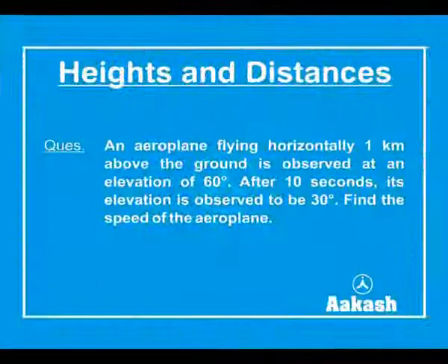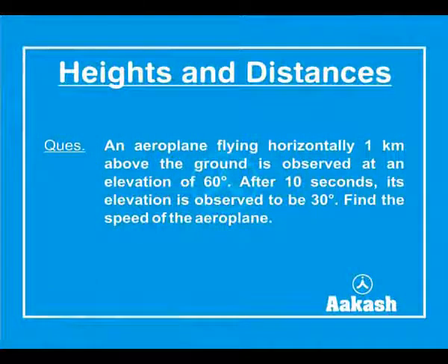Now student, we'll start with the next question. An aeroplane flying horizontally 1 kilometer above the ground is observed at an elevation of 60 degree. After 10 seconds, its elevation is observed to be 30 degree. Find the speed of the aeroplane. Now student, we'll start with the solution.